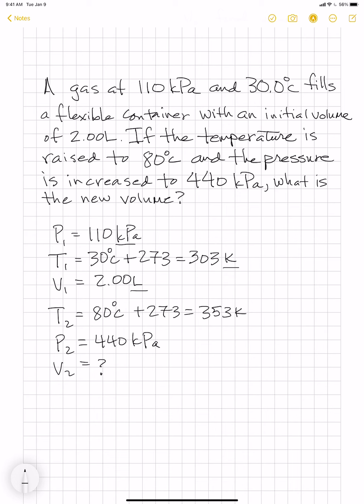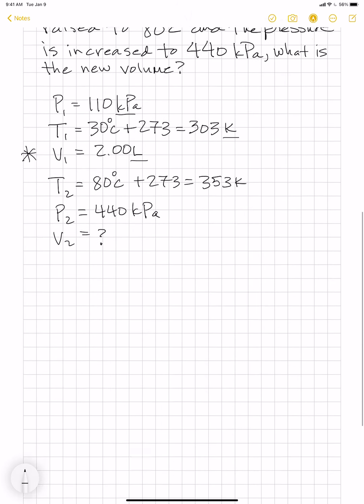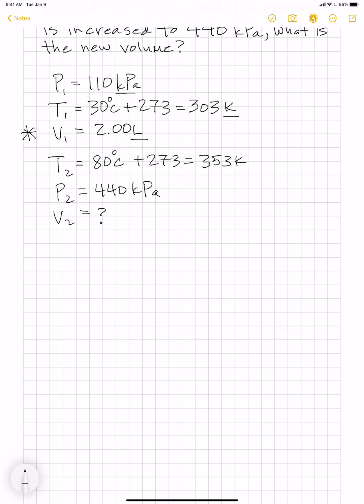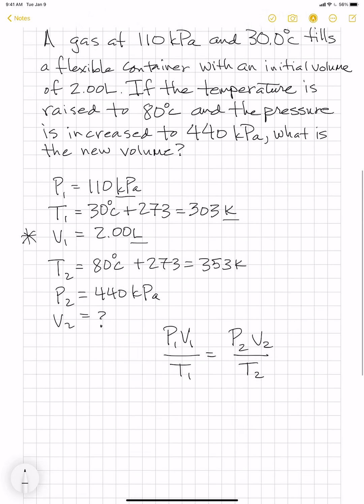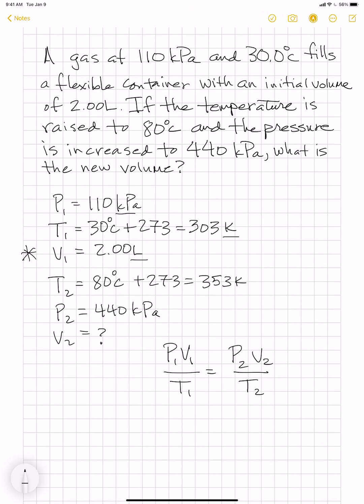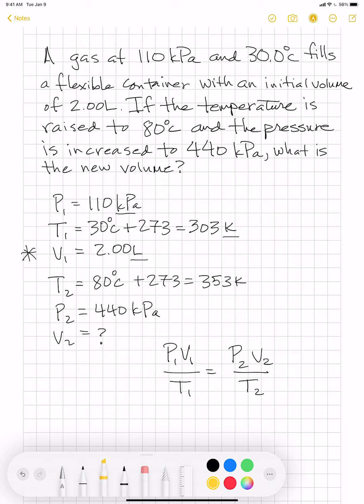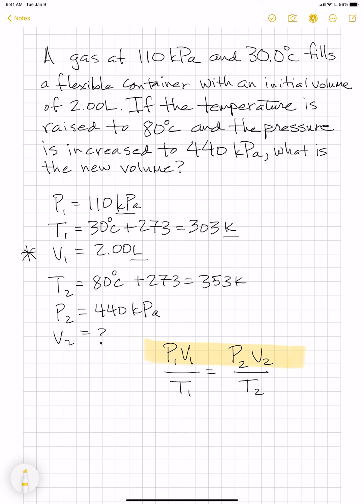Okay, so this is step one. Okay, let's go to step two. Step two is to write down what we know. P1 V1 over T1 is equal to P2 V2 over T2. Okay, so what I'm going to do right now is I'm going to just slow it down in case you are scratching to catch up. I'm going to let you catch up, okay?